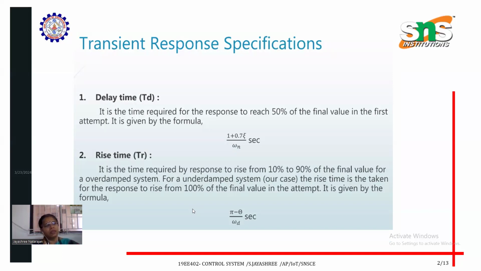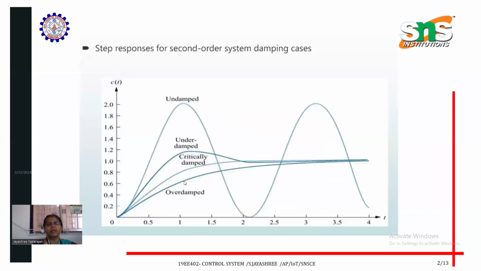First one is delay time. What is delay time? It is the time taken by the response to reach 50% of final value. We call it delay time. In this graph, this is the point we call delay time.